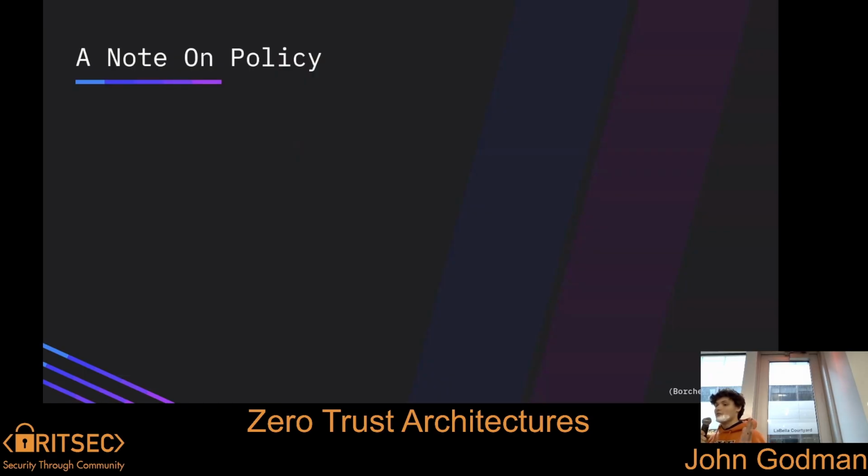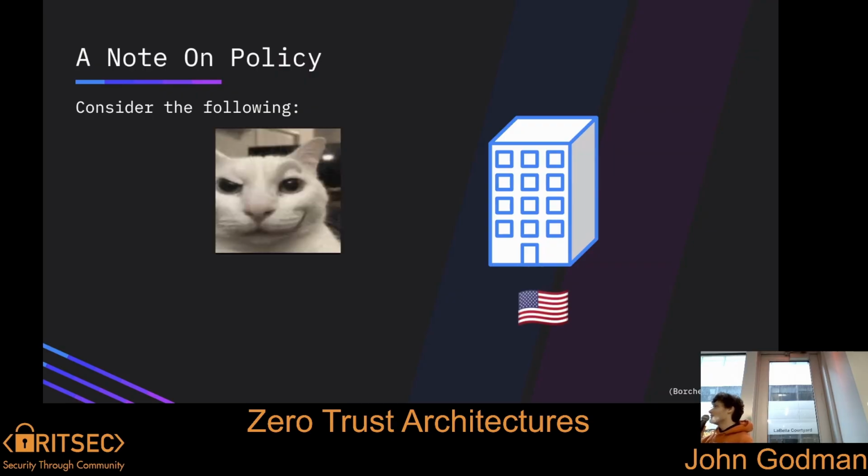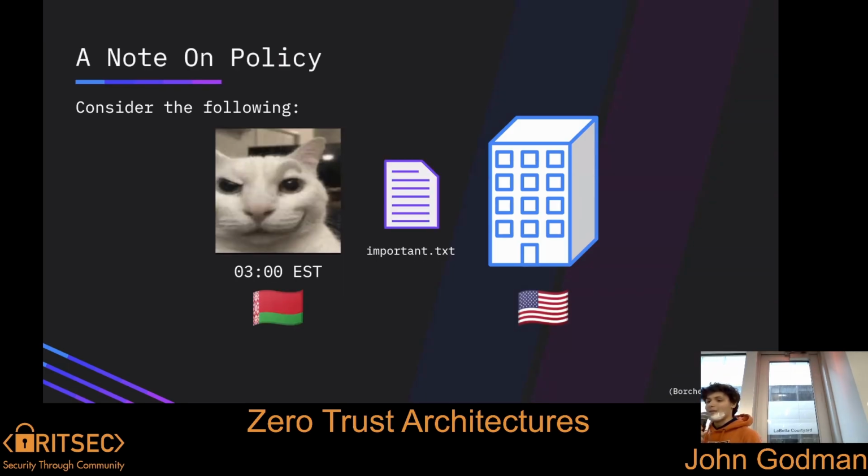There are a few things that you should consider that you might overlook normally. So consider the following example. Let's say we are an organization based in the US, and we get a request from a client originating from Belarus at 3 in the morning, attempting to access an important document. Now, obviously, this is typically something that would raise some alarm bells, but maybe our organization has contractors in Belarus who are logging in at lunchtime in their country and performing the work they're supposed to be doing.